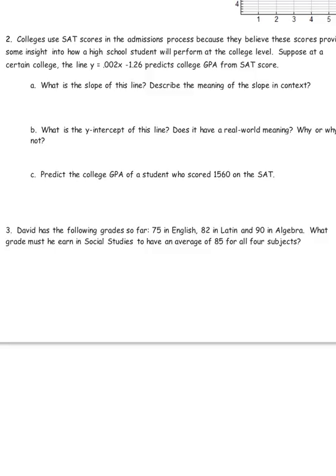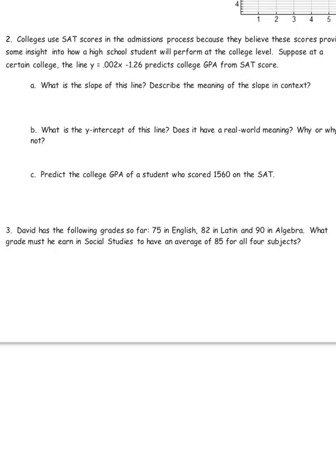So in question number 2, we say that colleges use SAT scores in the admissions process because they believe these scores provide some insight into how a high school student will perform at the college level. Suppose at a certain college, the line y equals 0.002x minus 1.26 predicts college GPA from SAT score. So we're looking for the slope of this line in context.